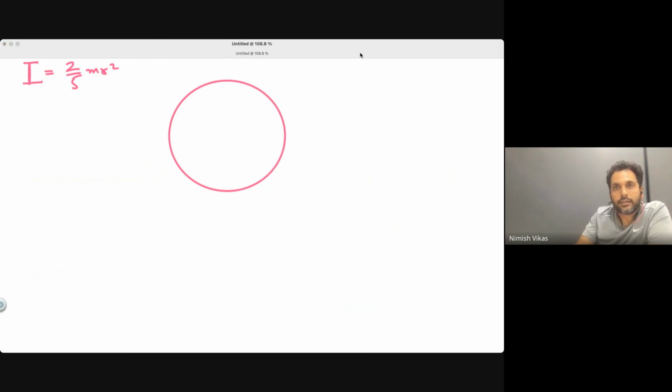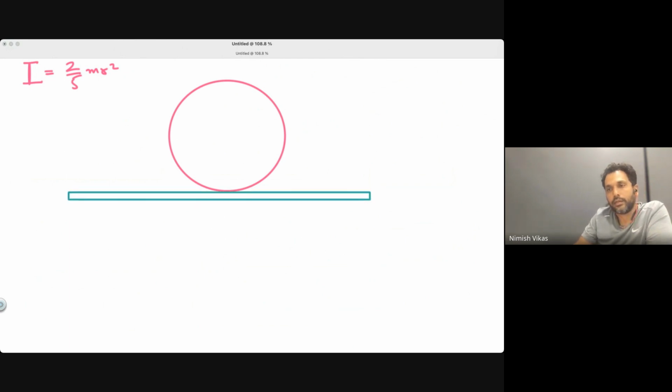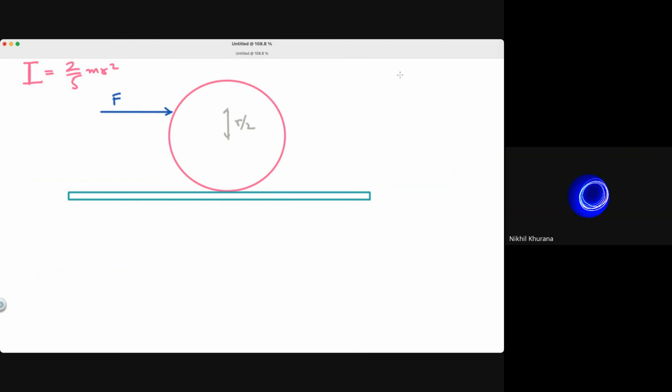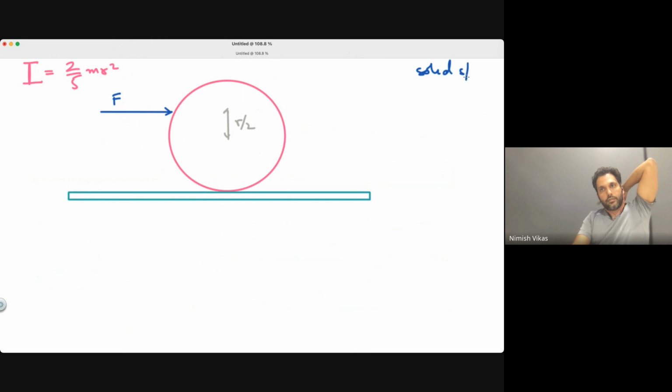I'm saying that this is on the ground, just lying over there. And then I come and I put a force on it. The force is put at a height above the center, and how much is that? That is R by 2. Is that clear? So there is the offset. Okay. The force is F. Is that clear, guys? Solid sphere.